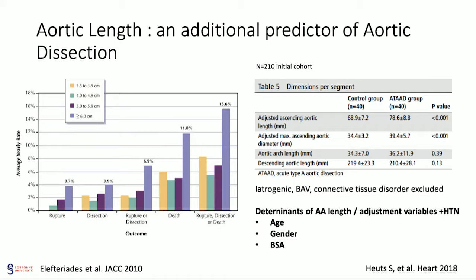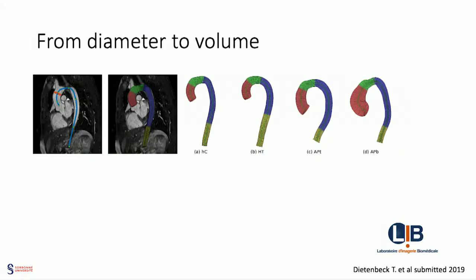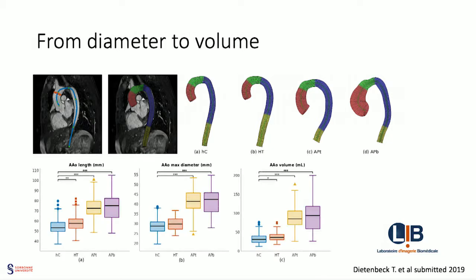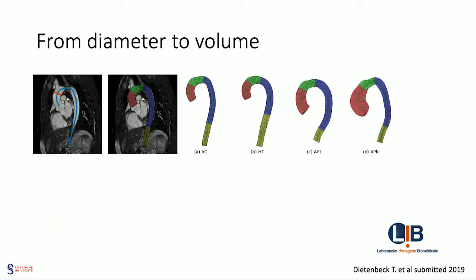Now we've talked about diameter, but length was also shown to be an additional predictor of aortic dissection, and this is something very important because we have to very precisely measure aortic length. And so maybe going further than length and diameter, which is an integrator of both, which is going to be volume. And these are images from Thomas Dittenbeck in our LIB team, showing the possibility here in a fully automated method to measure segmental volumes. And you can see here in different groups how these will evolve.